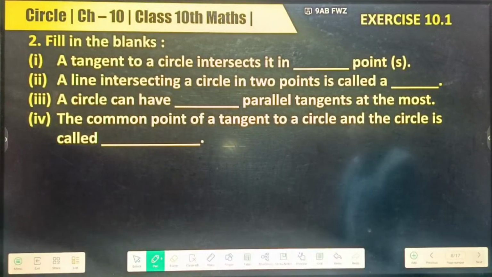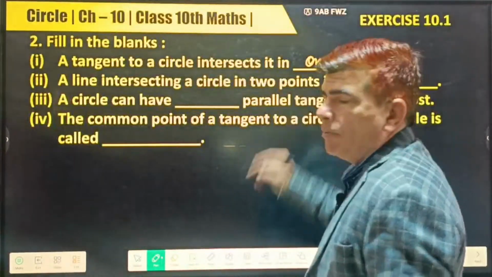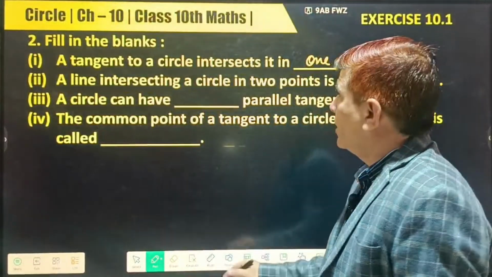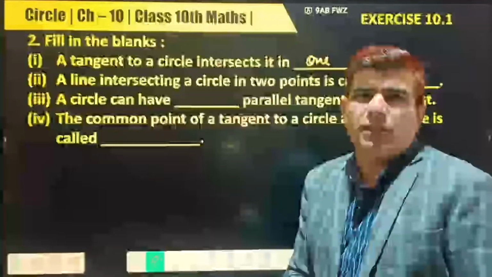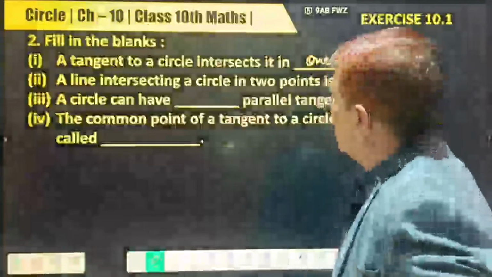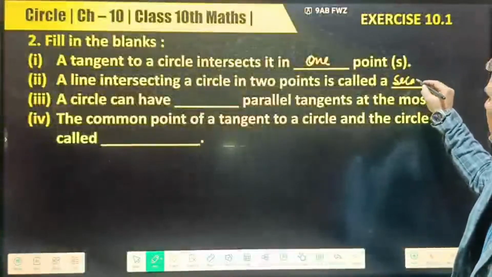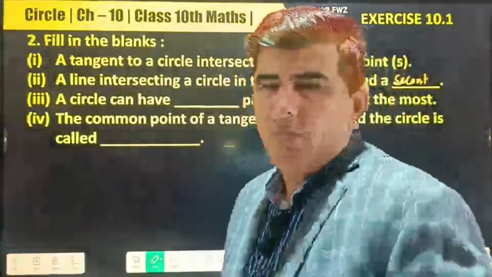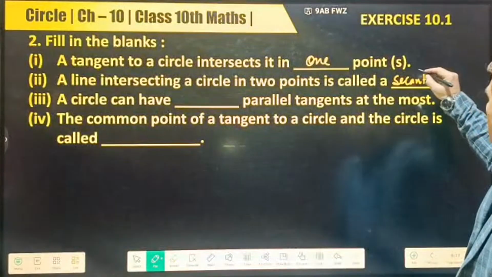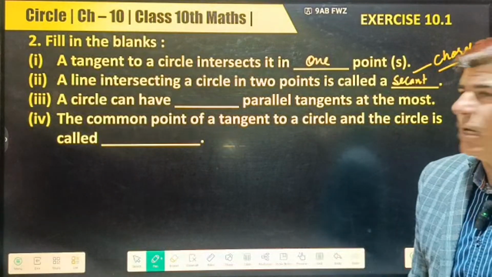Next, fill in the blanks, question number 2. A tangent to a circle intersects in how many points? 1 point. And if it cuts at more than 1 point, meaning 2 points, then it becomes a secant. A line intersecting the circle in 2 points is called a secant. And this also you know, a tangent is a special case of a secant. Understood? What's its another name? Chord. And diameter is the longest chord of the circle.